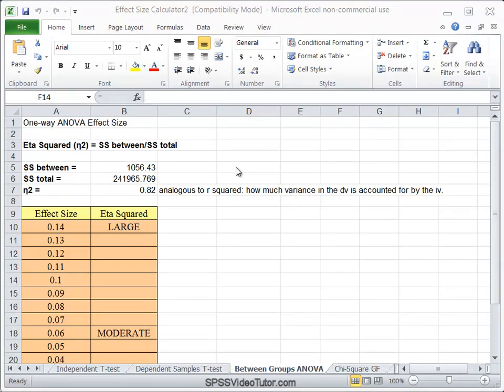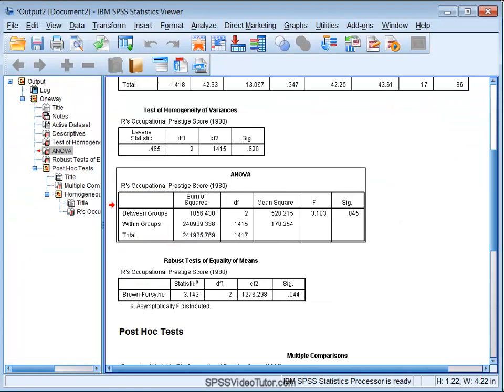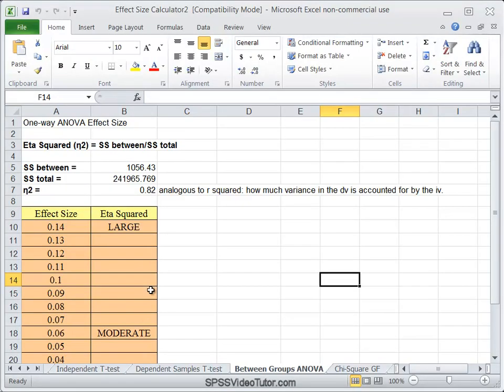Now, you will have an effect size calculator in an Excel spreadsheet. And essentially the way that you calculate the effect size or eta squared for the between groups ANOVA is by clicking on the Between Groups ANOVA and then putting in the sum of squares from the between in this box and then the sum of squares total in this box. And then you will get eta squared. Okay? So where do I get this information? Sum of squares between 1056.430 and then the total 241965.769. You put those there and you get 0.82.